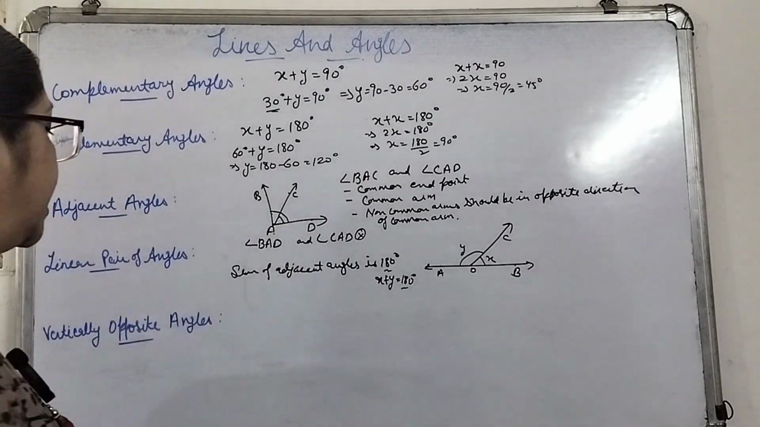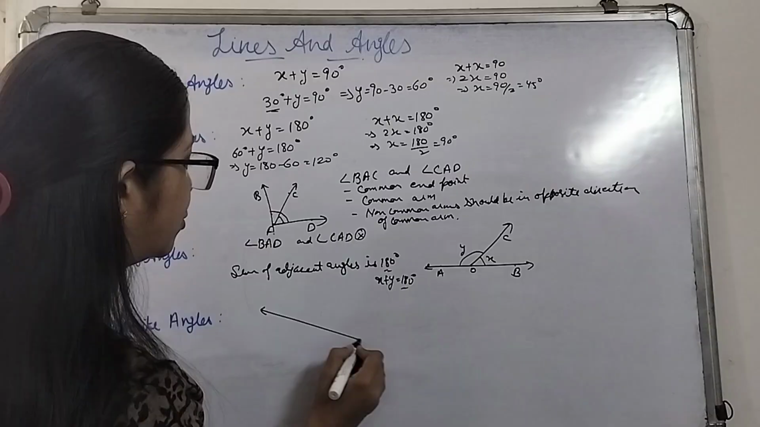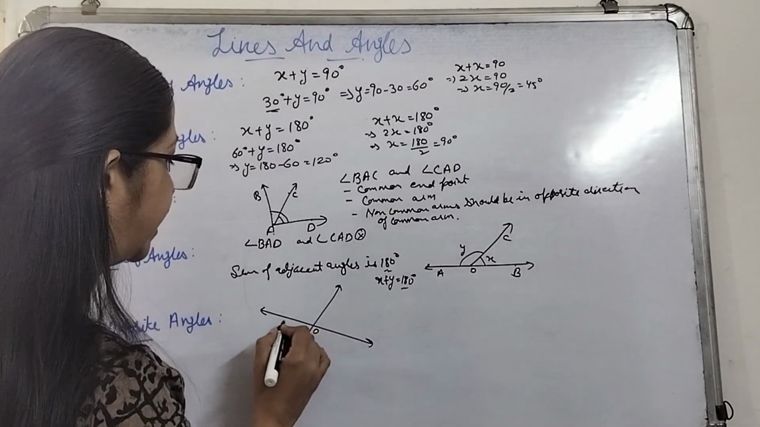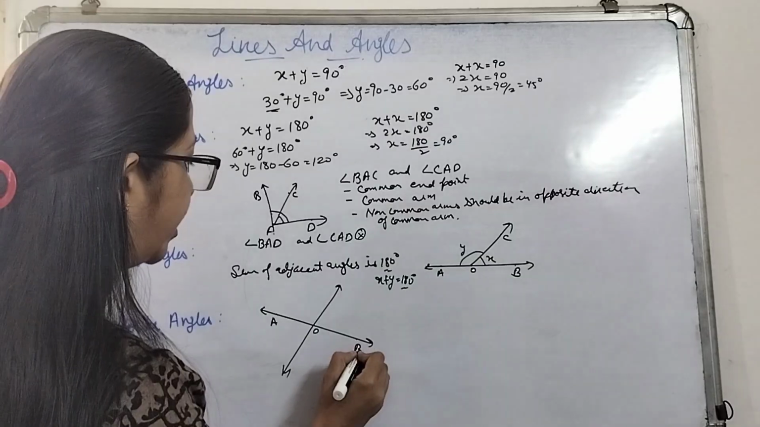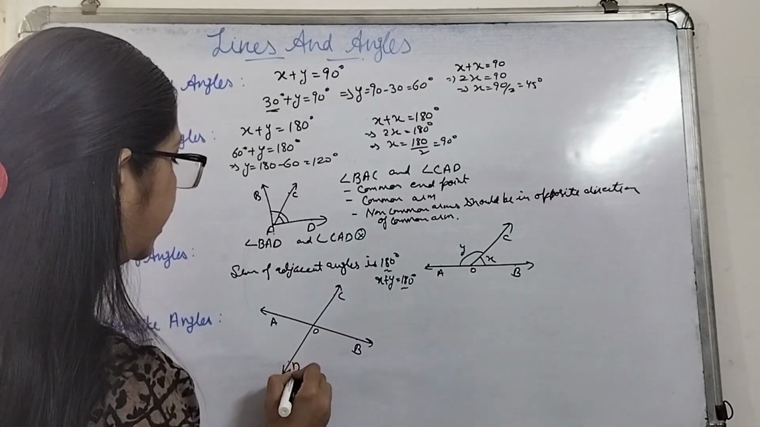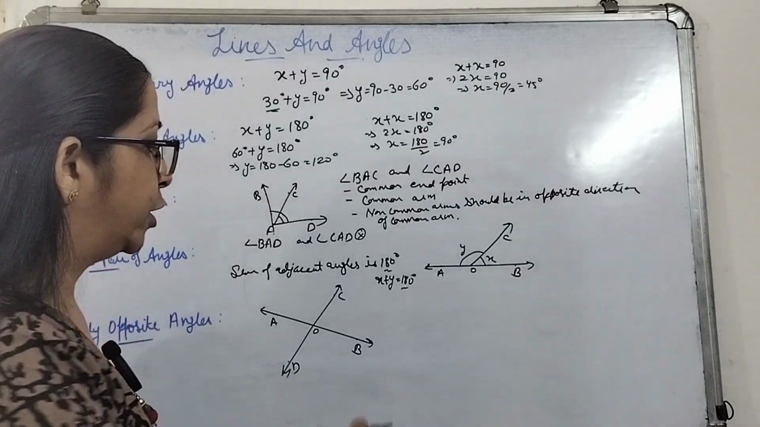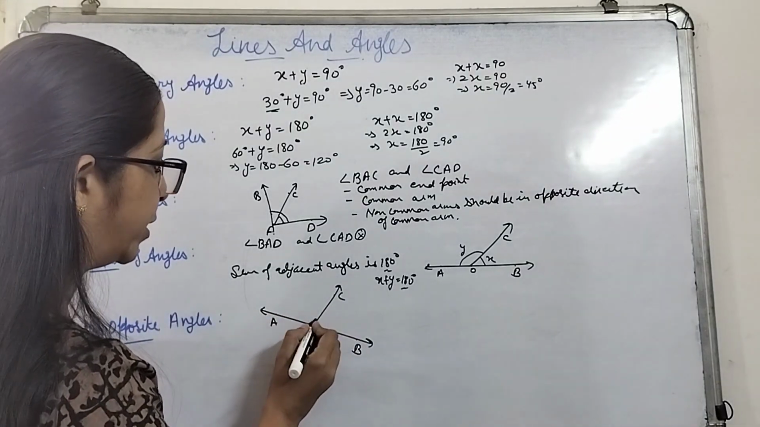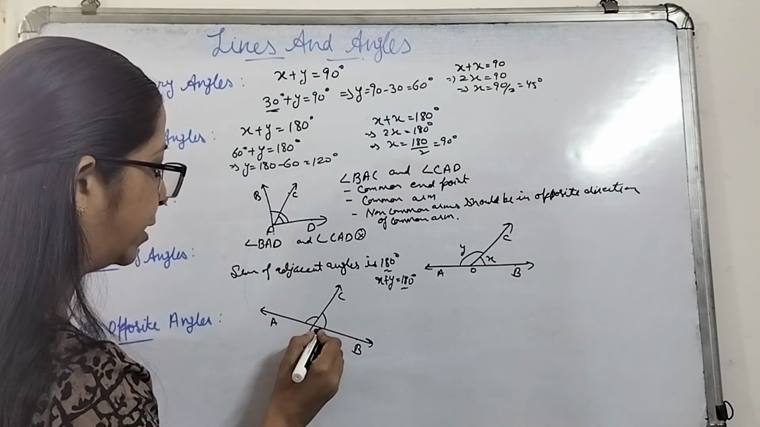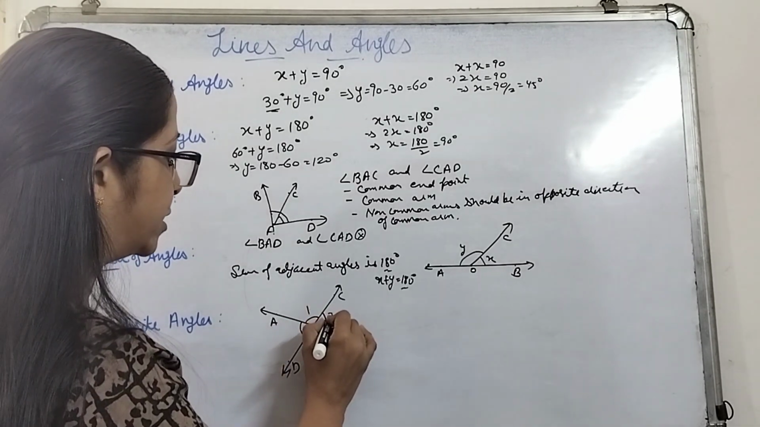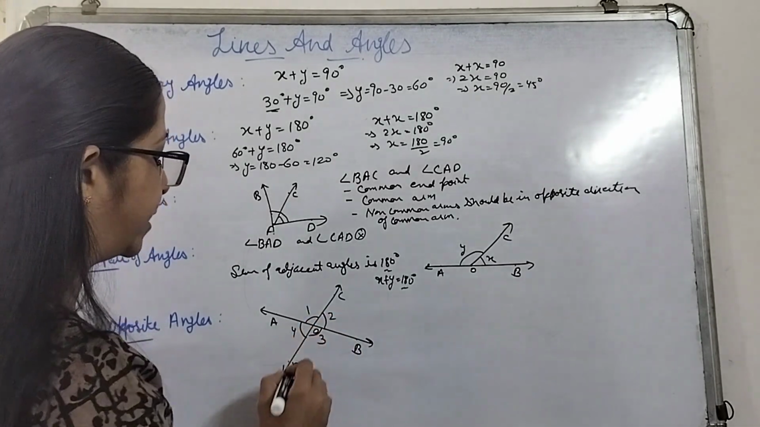Now comes vertically opposite angles. If we take any two intersecting lines, these two are the intersecting lines intersecting at point O. This is AB, this is CD. In that case, two pairs of vertically opposite angles are formed. A total of 4 angles are formed. We can see this is one angle, this is one angle, this is one angle and this is one angle. Suppose this is angle 1, this is angle 2, this is angle 3 and this is angle 4.